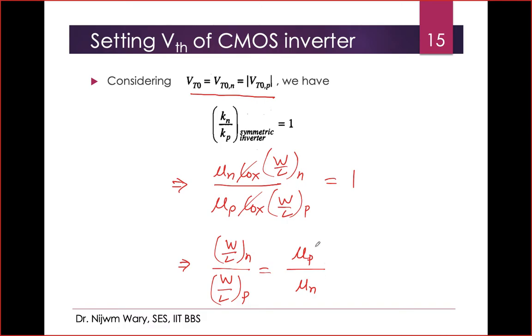So what is mu P again? Mu P is the mobility of the holes, and mu N is the mobility of the electrons. So finally, the ratio of W by L of N and P should be the ratio of the mobility of the holes and the mobility of the electrons. We know from semiconductor physics that the mobility of the electrons is higher than the mobility of the holes.